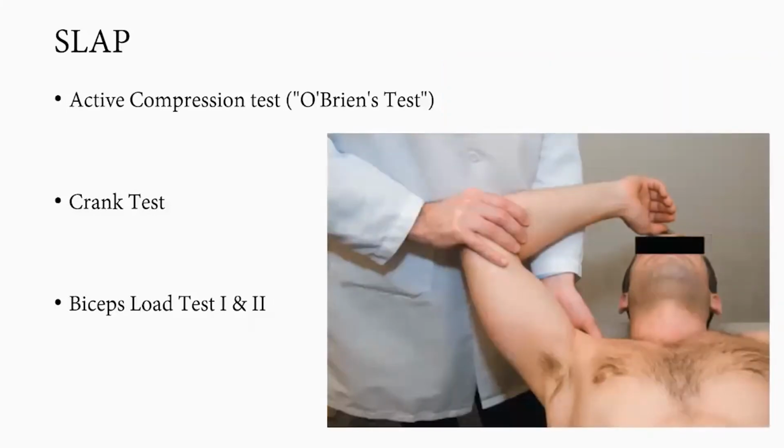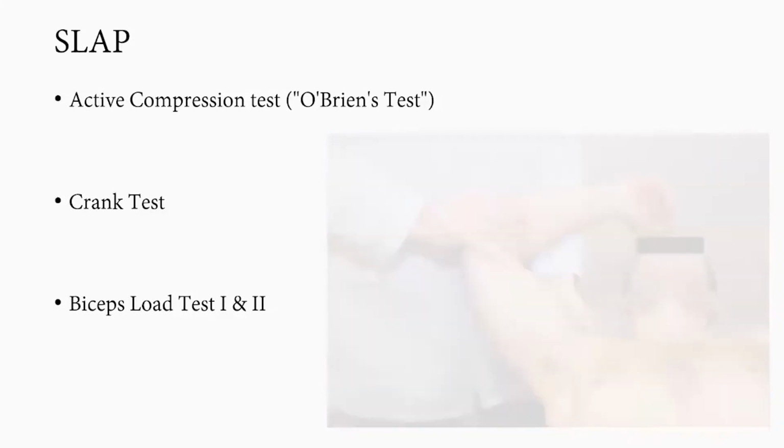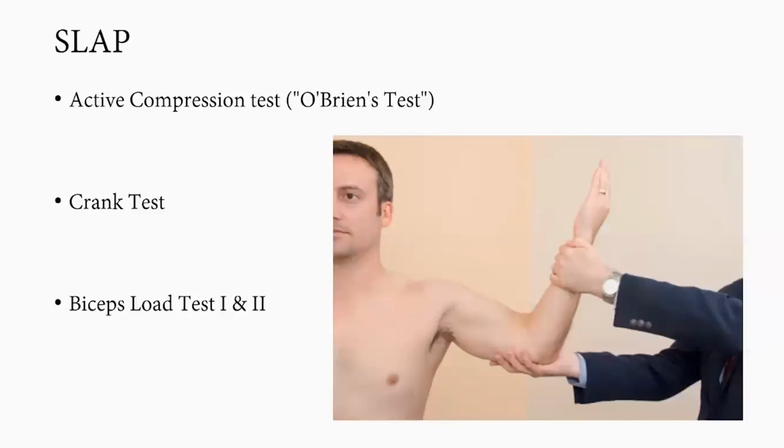Another test is the crank test, which is similar to McMurray's test for the knee, where an axial load is applied and then external and internal rotation is applied, reproducing the pain. And we have two other tests, the biceps load test 1, which is done in patients with associated anterior instability. The arm is brought into the apprehension position. A positive test is when elbow flexion against resistance does not relieve the pain, where the pain increases.